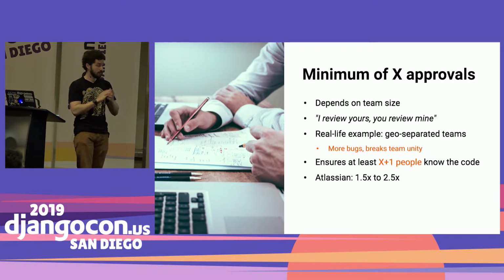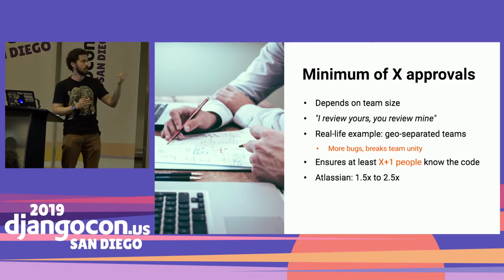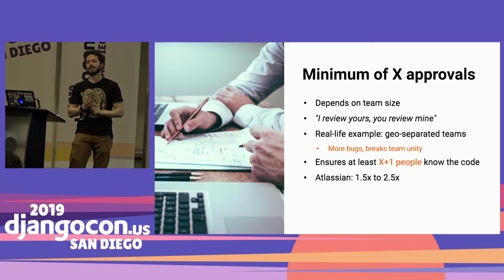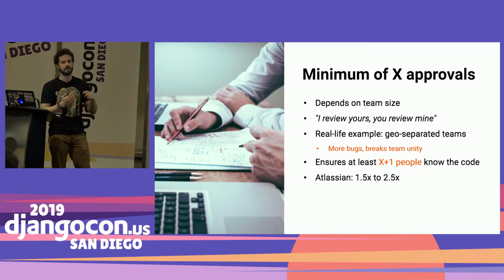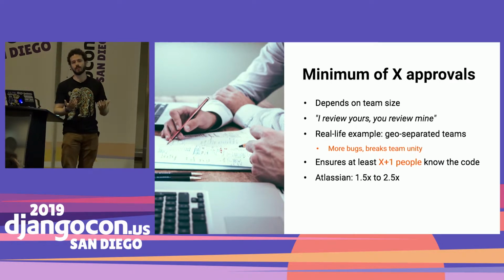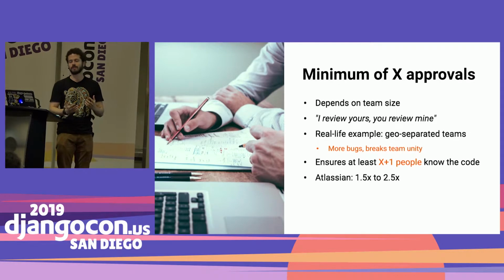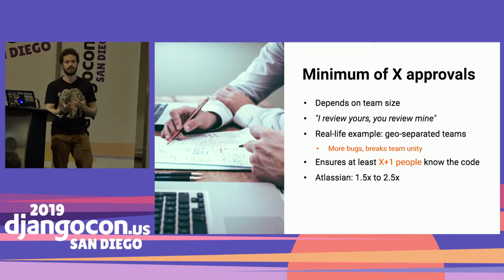This practice also ensures that at least X+1 people know the code, one being the person who wrote it, and X being the number of people who reviewed the code. So that's actually good for management as well. If the person who wrote the code is on a sick day or something, someone else has some knowledge about the code, and we can review it and fix a bug or something like that.